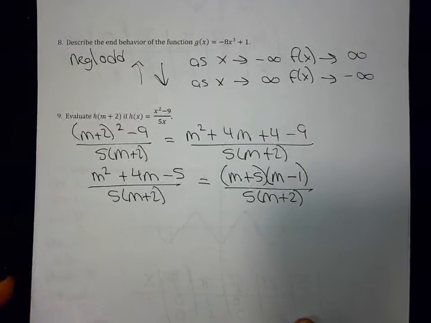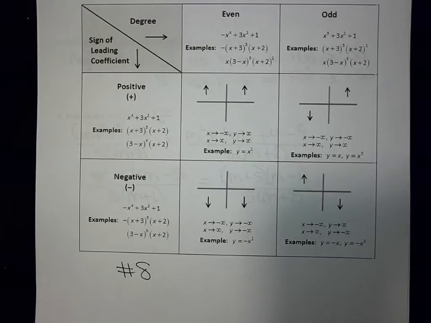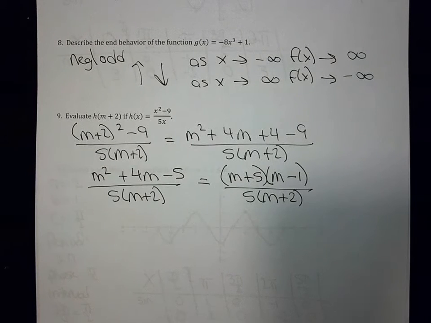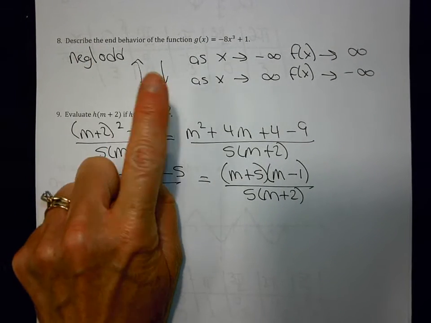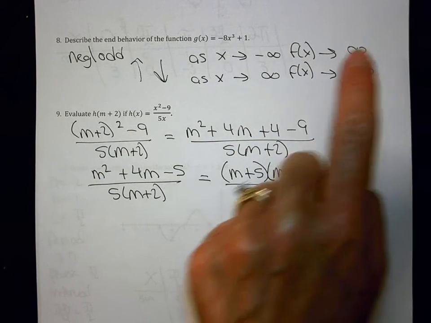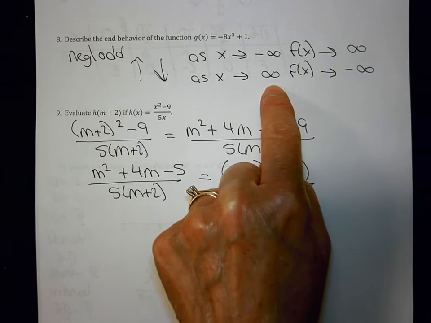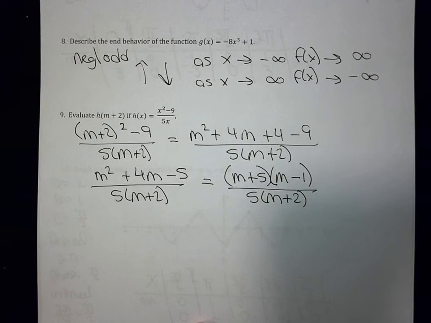And behavior is nothing more than using this chart. So you just decide, is it positive or negative, and even and odd. So in this case, it goes up on the left, down on the right. So as x goes to negative infinity, the function is going positive. As x is going to the right, the function is going to negative infinity.